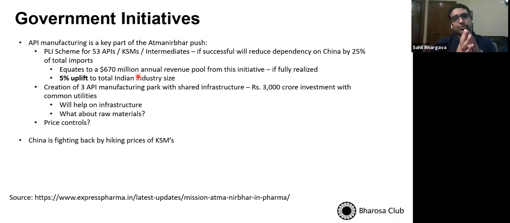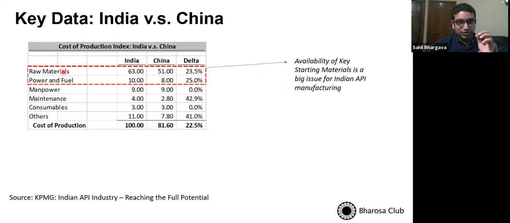The other thing they talked about was creating three API manufacturing parks with shared infrastructure. That'll help on the infrastructure side. But as we see in this chart, infrastructure is a relatively small part of the cost. One of the biggest cost areas is raw materials. And unless we get really confident that India is going to be able to right-size this raw material cost significantly, that's really going to be a big impediment to producing in India.